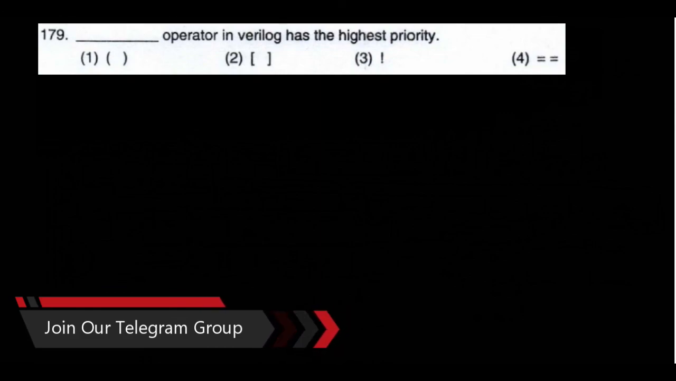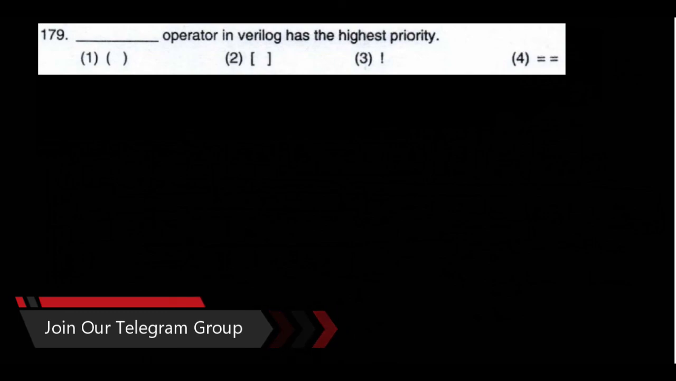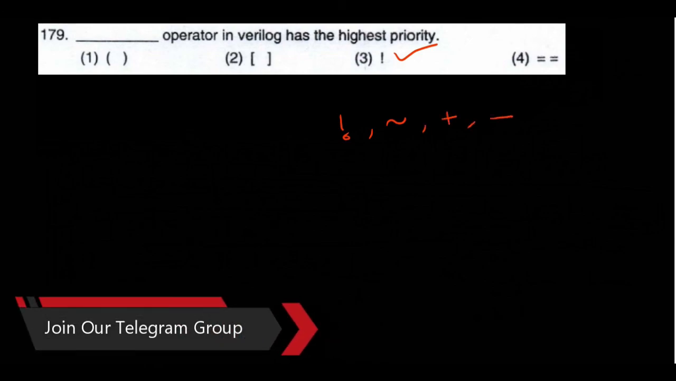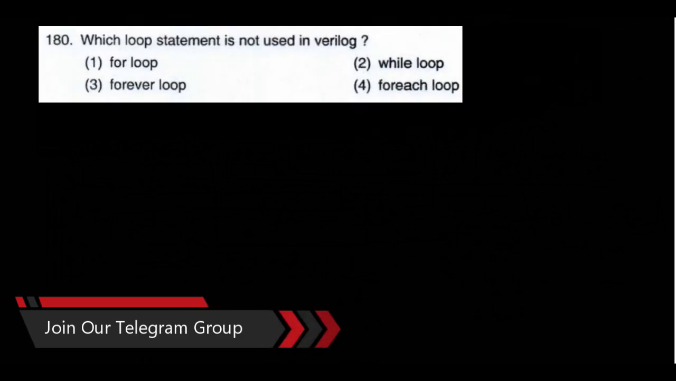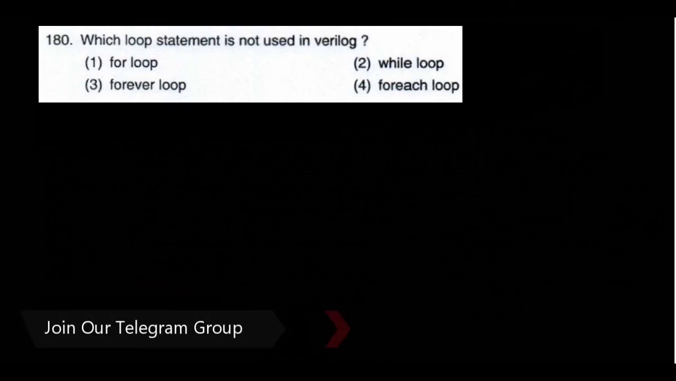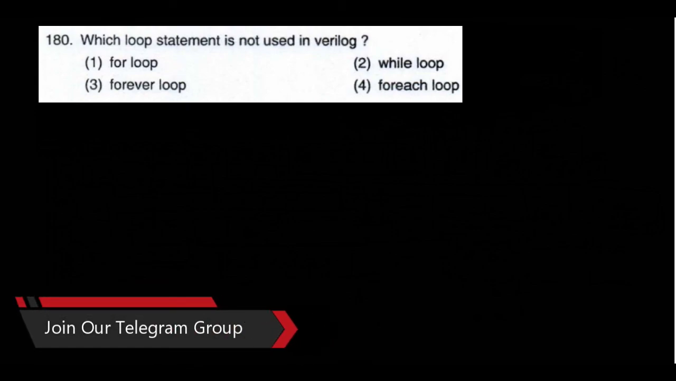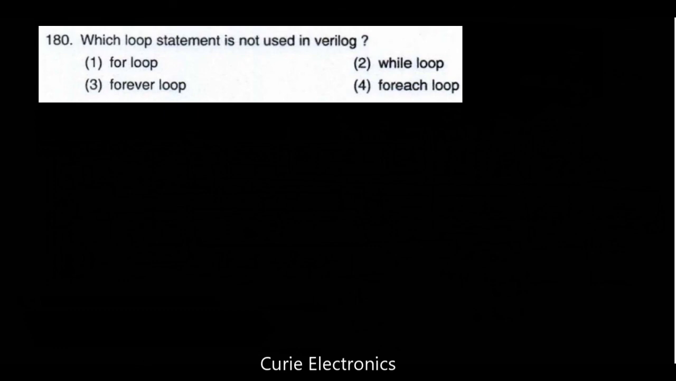Question number 179. Dash operator in Verilog has highest priority. The highest priority operators are the unary operators, that is tilde, then plus, then minus. These are the highest priority operators. Question number 180. Which loop statement is not used in Verilog? That is, the forever loop is not used in Verilog.